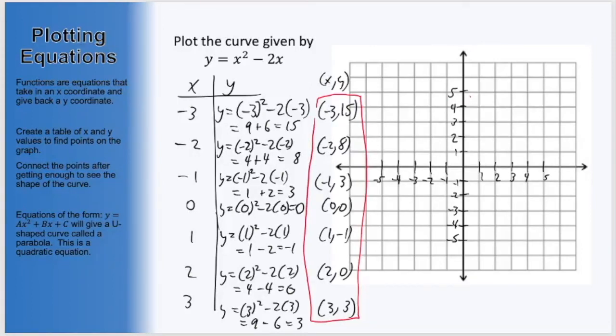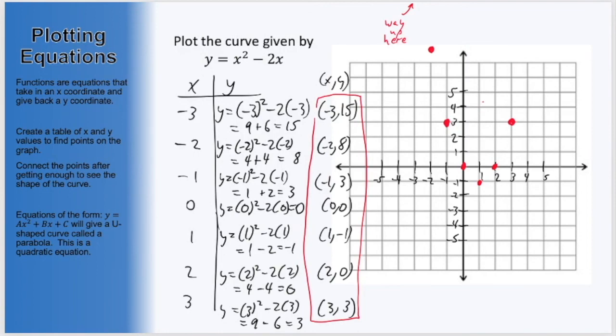Some of these y values go above where we have labeled on our y-axis, but let's plot the ones that we can. Starting with (-1, 3), the first number, -1, tells us to move left by 1. Then the second number, 3, tells us to move up by 3, giving us a point here. Plotting the rest of the points and thinking about where our points that go above where we have labeled our y-axis are will give us something like this.